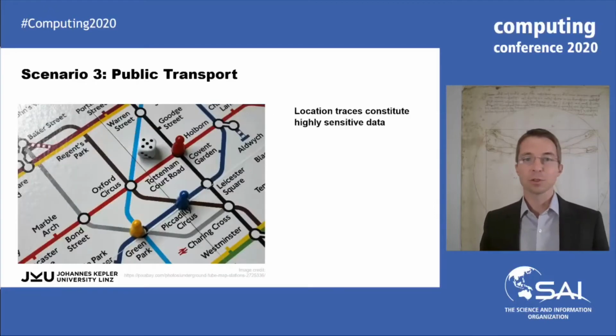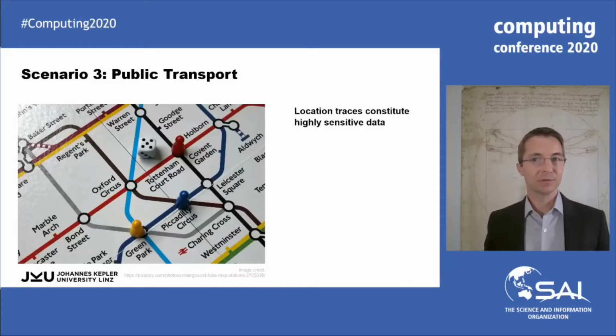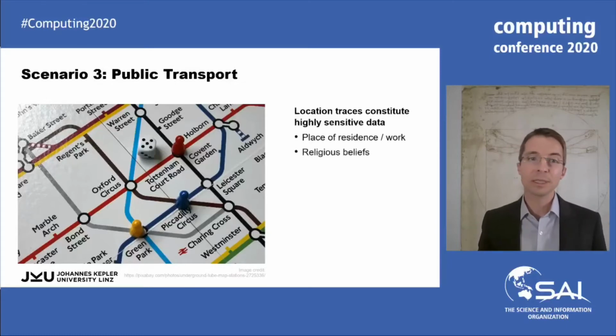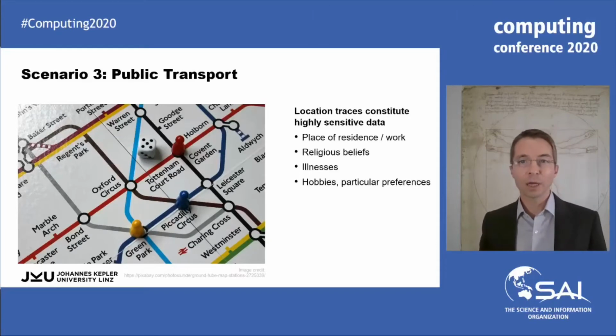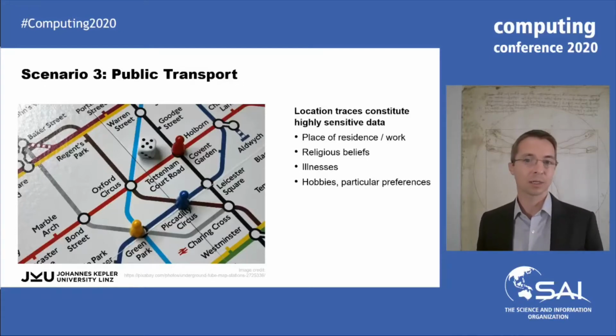Another example is using public transport. Even when not linked to a name, and therefore sometimes called anonymous, location traces are highly sensitive data. From the places an individual visits during their days, it is often trivial to determine not only their place of residence and work, but also religious beliefs, illnesses, hobbies, and other particular preferences. If pseudonymous location traces are combined with public data from phone books and other sources, it is, in the majority of cases, easily possible to de-anonymize such individuals and link back to other parts of their identities.